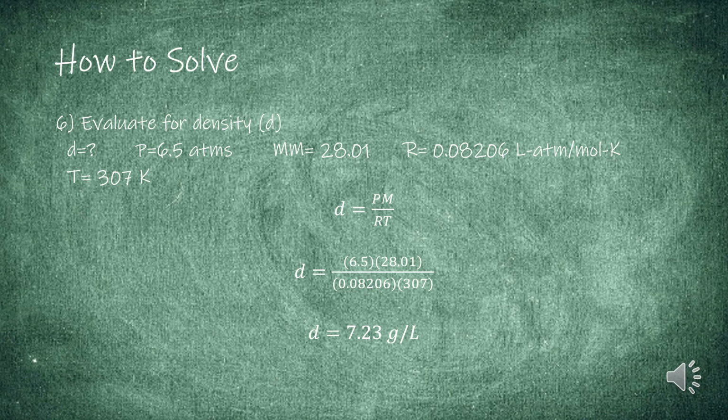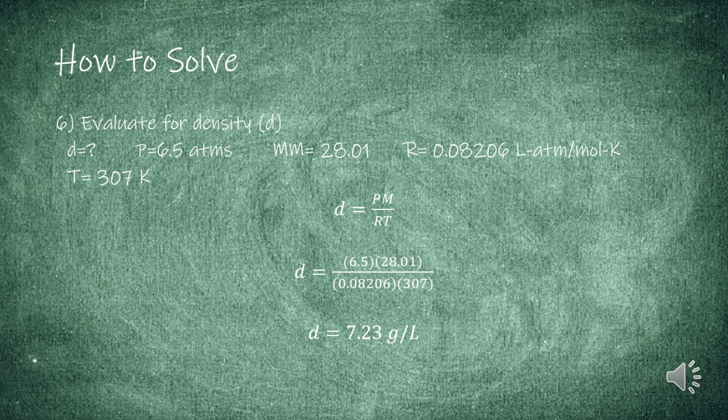Hopefully you have written down all your values, and if not, I have them written down here for you. Step 6 is to evaluate for density, which is the lowercase d. We don't know what d is, so we can just put a question mark there. The pressure is 6.5 atm. The molar mass is 28.01. The gas constant, which is R, is 0.08206. And then the temperature is 307 Kelvin.